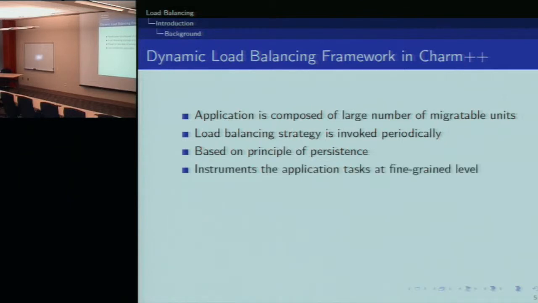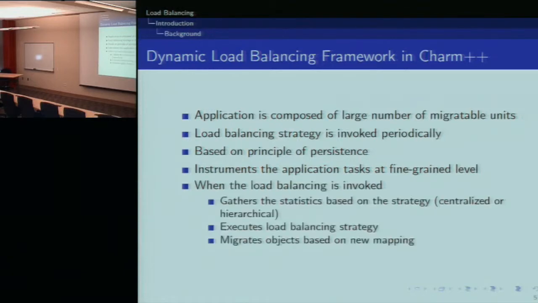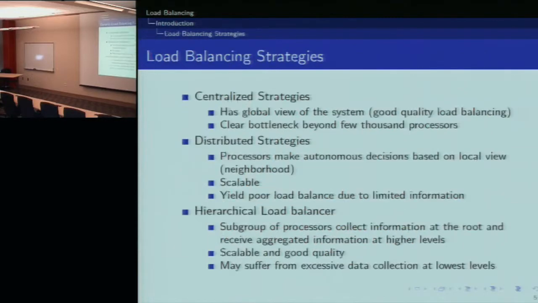The Charm++ runtime system instruments the application tasks for us at a very fine-grained level. So now we have the load characteristics and the communication pattern between the tasks. When the load balancing strategy is invoked, it gathers the statistics of load and communication pattern at a specific location. It could be a centralized location in the case of a centralized strategy, or it could be distributed. Then it executes a load balancing decision and migrates tasks based on the new mapping. So this is the required background.